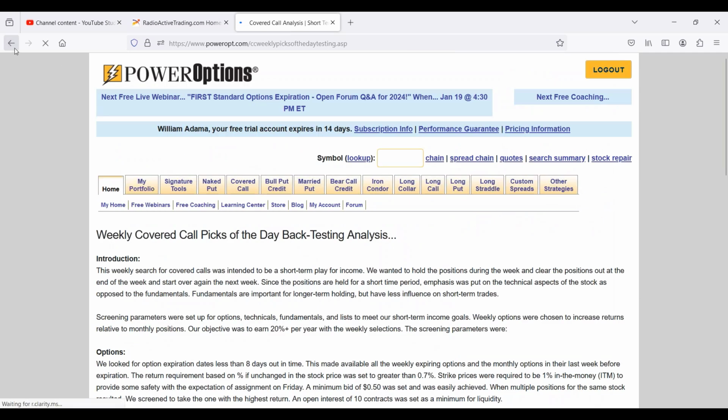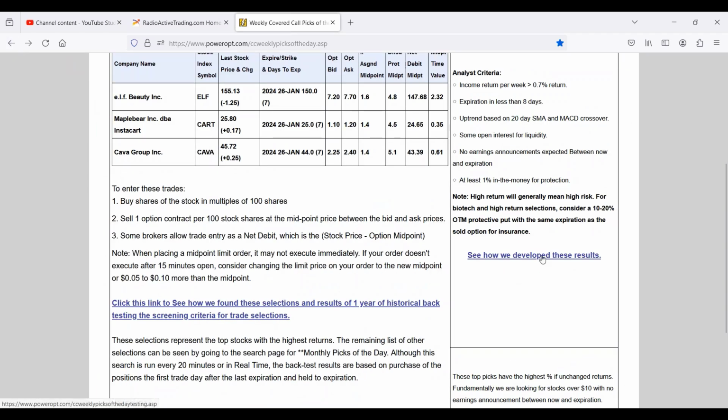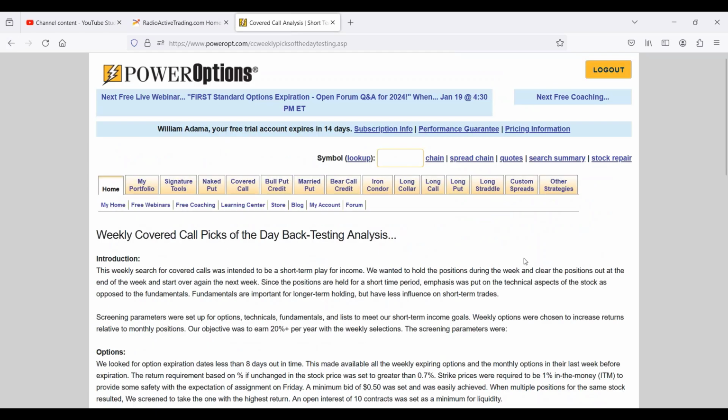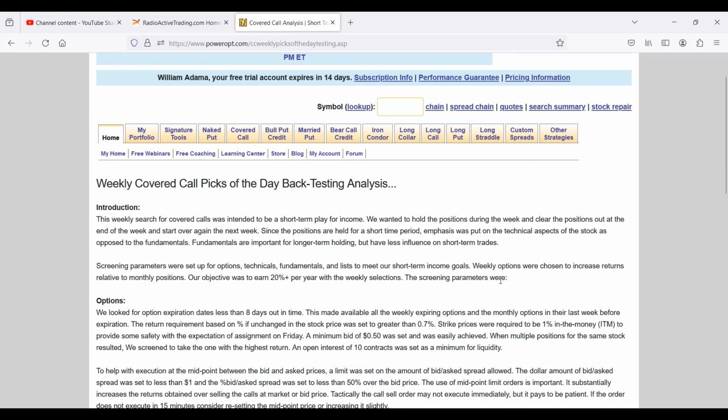But, oh, sorry, folks, but then there's that other link there. See how we develop these results. And I think you've seen this before, Kenneth. I'm not going to read it, of course, but we're just going to go through it. What Ernie did for each of the picks of the day, monthly and weekly for the covered call and for the naked put, of course, is write up essentially what he did. How did this come into play?